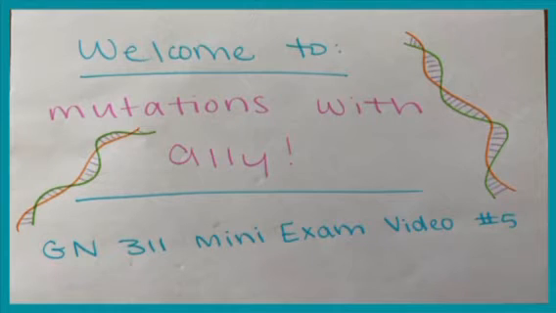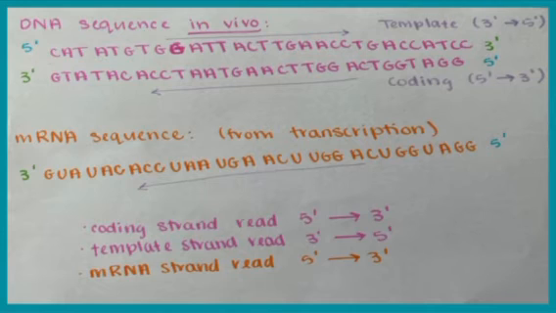Today we will be examining the products of transcription and translation from a given DNA sequence, as well as the results of different mutations. Here's our DNA. The top strand is a template strand, so it is read in the 3 to 5 prime direction. The bottom strand is the coding strand, so it is read in the 5 to 3 prime direction.